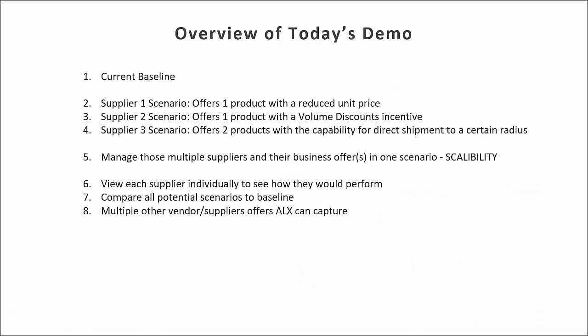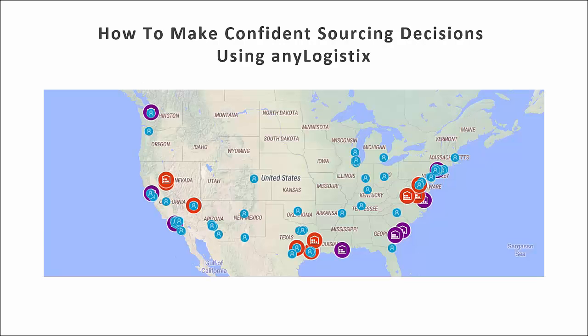Today, we're going to learn how to manage suppliers effectively and efficiently to make the best decision. We're going to start with an optimization, create a baseline, work with several different suppliers and create scenarios, and then eventually work with a scalable multi-vendor opportunity where we could potentially manage several vendors from different product categories to select the best suppliers. And then we're going to run a simulation and hopefully finally give the confidence to execute and make that decision. Okay, let's go ahead and begin our demonstration with how to make confident sourcing decisions using AnyLogistics.